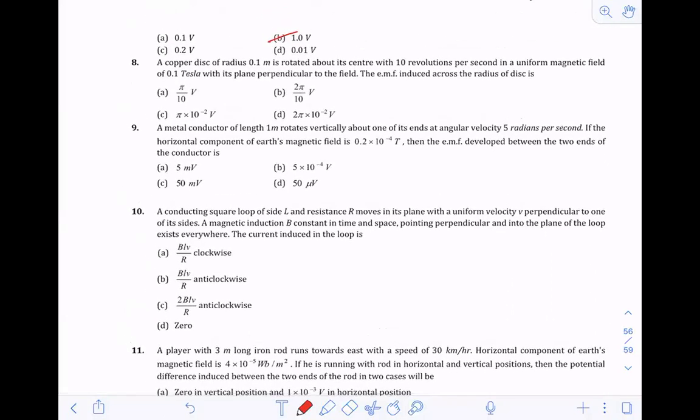A copper disc of radius 1 meter is rotated about its center. Okay. So this is a copper disc. Suppose this is its center. And it is rotated with what speed? 10 revolutions per second. So 10 RPS is the speed given. Magnetic field is 0.1 Tesla, and magnetic field is perpendicular. Calculate the EMF across the radius of the disc. You cannot get a simpler question than this.